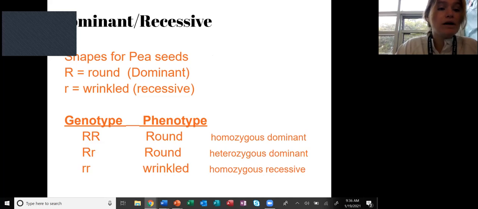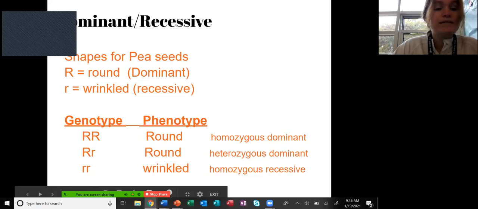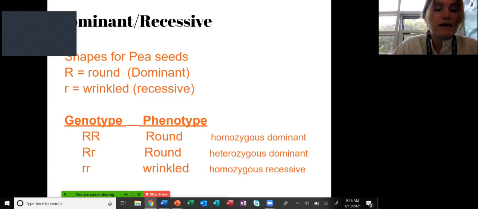The capital R is what we're going to see as dominant. The dominant trait here is round. The recessive trait is wrinkled, a wrinkled pea seed. That is a lowercase r. Anytime it's recessive, we note that with a lowercase letter. If it is dominant, then it is a capital letter.